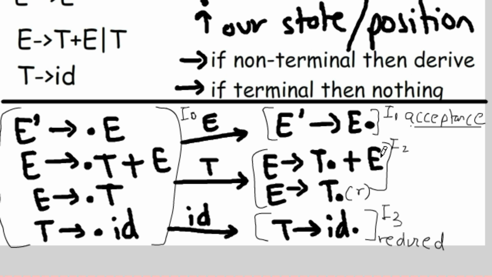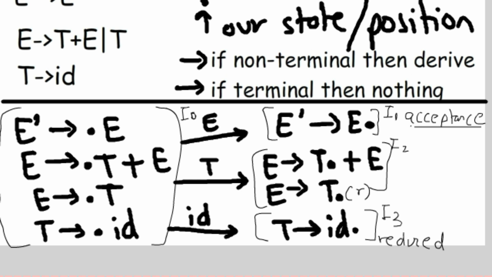Now look at this one. Is this a reduced state? No. There is a dot. And you can see that when the dot is in front of a terminal, then do nothing. When the dot was in front of a terminal, it did nothing, it just went to the next step. When the dot is in front of a non-terminal like this, it has to derive it. Now, we have to go to the next step.